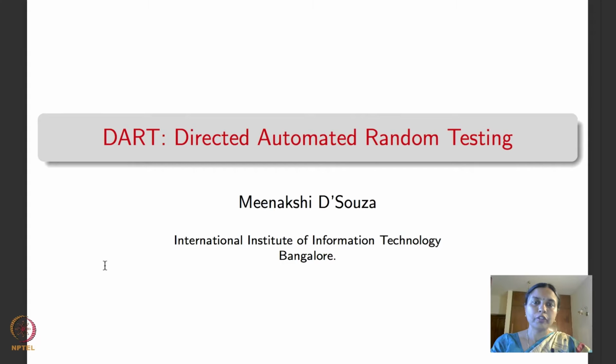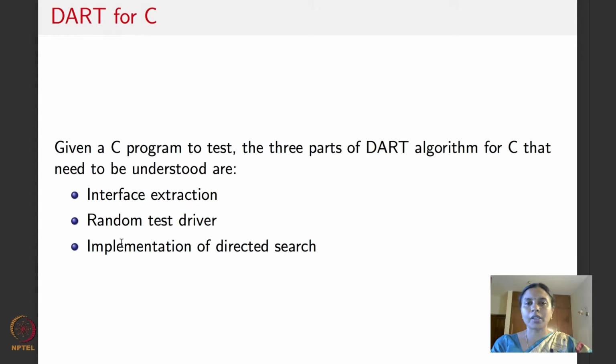Welcome back. I'm going to finish lecturing about DART with this lecture. Just to recap what DART is, DART stands for Directed Automated Random Testing, an independent standalone unit testing tool for a C program or Java program, and it basically does concolic execution, a mix of concrete and symbolic execution. What are the steps that DART follows?